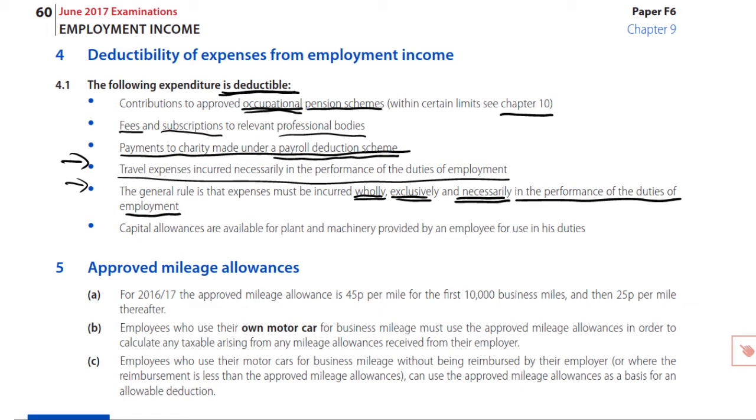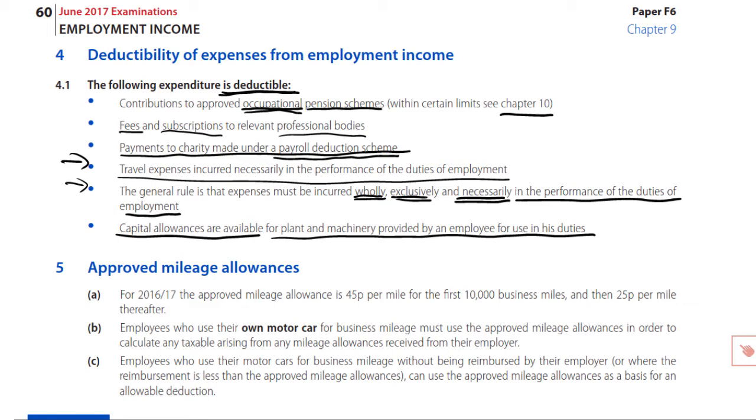What would also be unusual is for plant and machinery to be provided by an employee for use in his or her duties. If you needed plant or machinery, you'd expect the employer to provide that and incur that cost. But if you, the employee, were to incur it, then you would be entitled to capital allowances on such plant and machinery, which, as we know, with the AIA would mean that you get immediate tax relief with 100% capital allowance for such plant and machinery incurred.